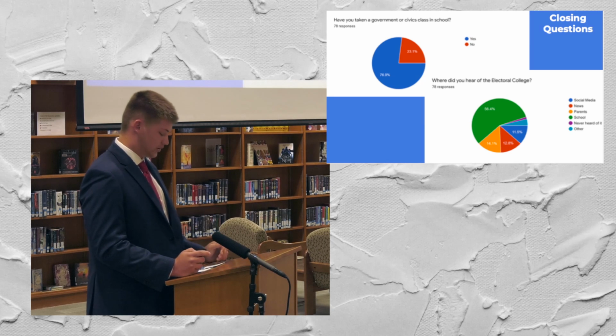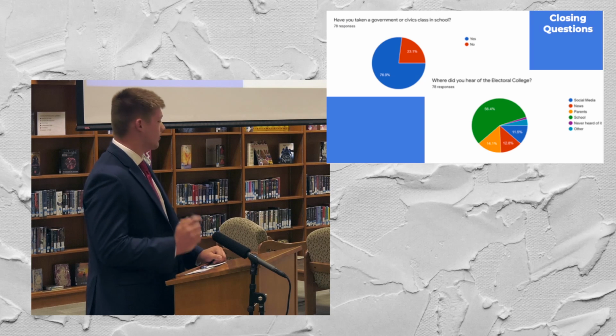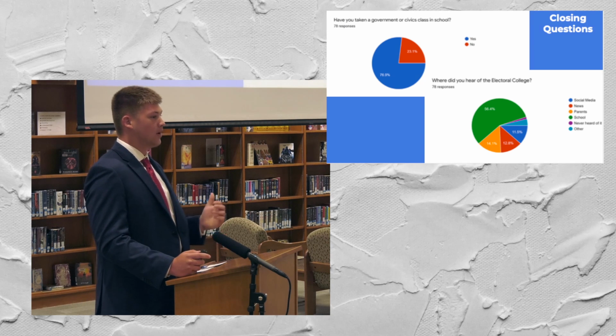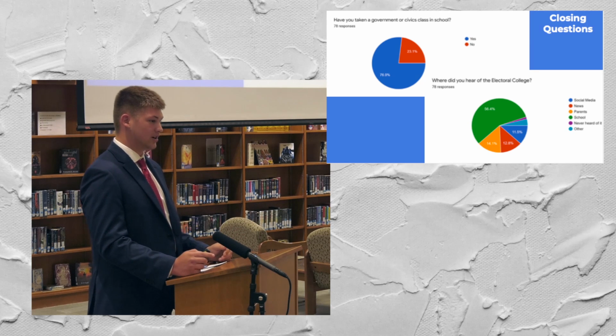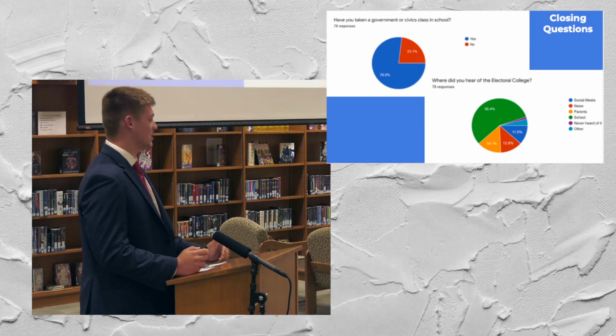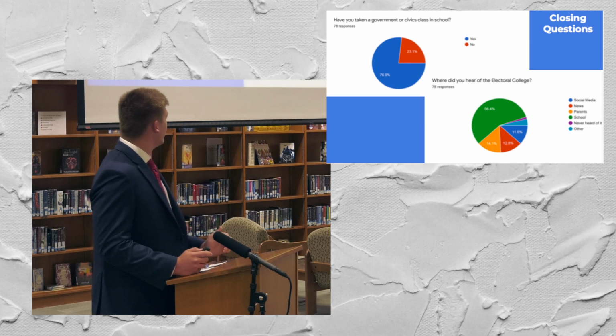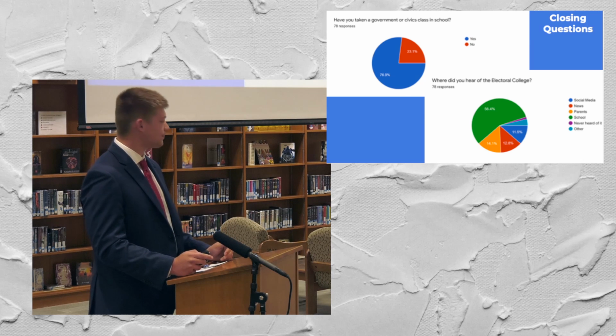And that brings us to the closing questions. I asked students, have they taken a government class? 77% said they have. However, with them answering the qualifying questions incorrectly, they did not actually know what they were talking about. And that government class must not have been taught efficiently, or they have not been accurately exposed to the material. And when did you hear of the Electoral College? Again, 56% said at school, meaning that it was most likely through that government class in which they were taught.